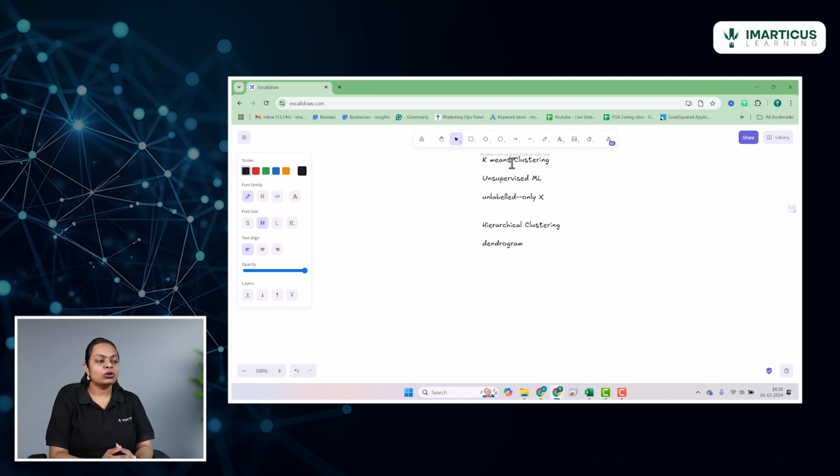So although these techniques are a part of unsupervised ML and slightly difficult to interpret once you get the output, they are very, very useful in getting those labels created for your data so that you can go ahead and implement any kind of supervised machine learning algorithms onto it.